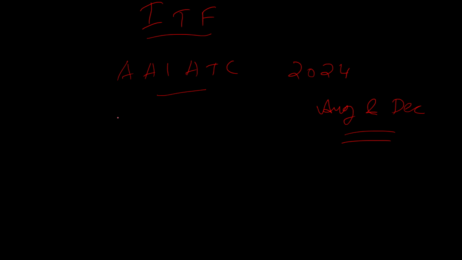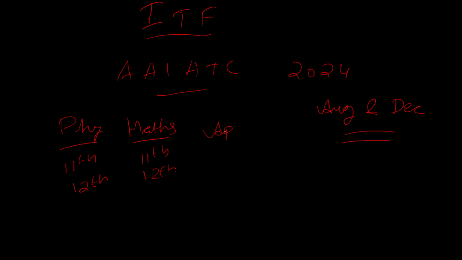What is the syllabus for the Aai Atc exam? The syllabus mainly consists of physics, 11th and 12th chapters, maths, 11th, 12th, aptitude, reasoning, English, and last but not least, GK. The total score is 120, and the cutoff for this exam for the general category is always 99 plus. So we need to aim to score 100 plus in this exam.